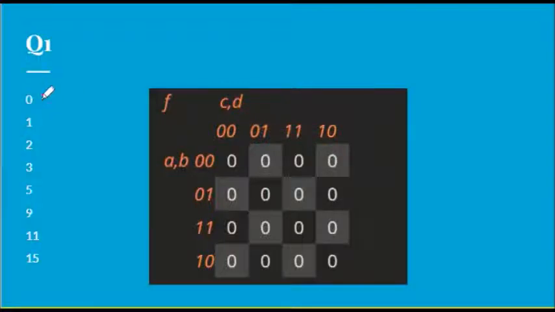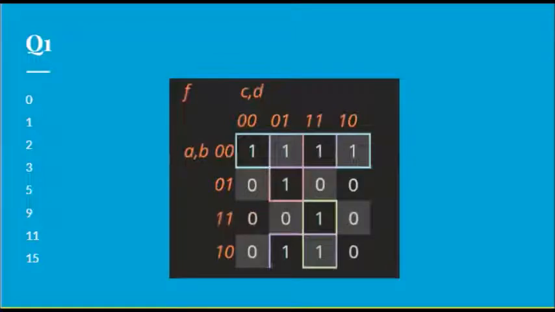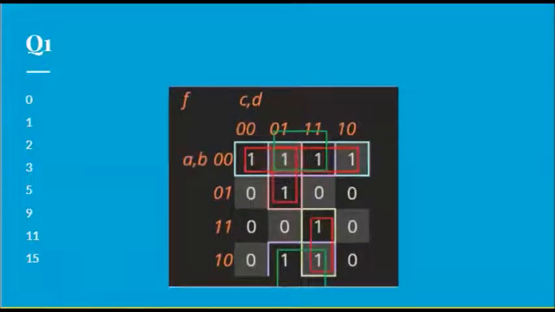This is what we should draw first, along with the variable names given. Now if the numbers are 0, 1, 2, 3, 5, 9, 11 and 15, let's fill 1 at those places. After filling 1 at these places, we must try to select in such a manner that first and foremost we should try our level best to get 8 ones together. If not, then 4 ones together. If not, then 2 ones together. If nothing is possible, then take singlet. So this is what we have.